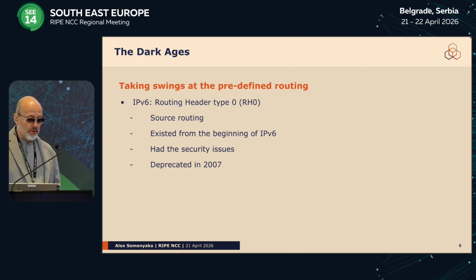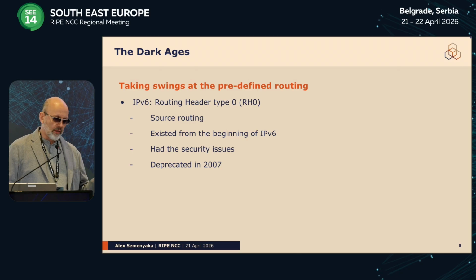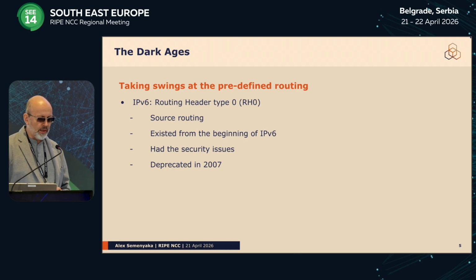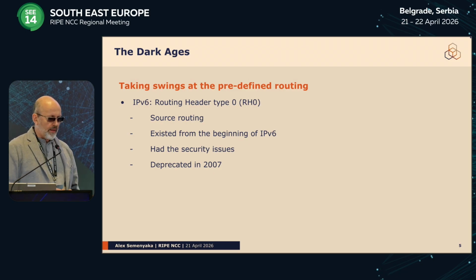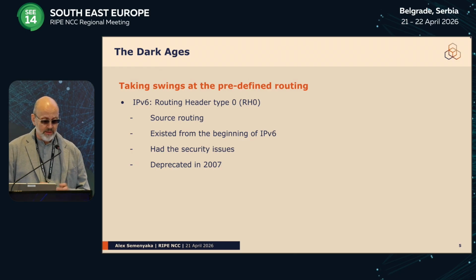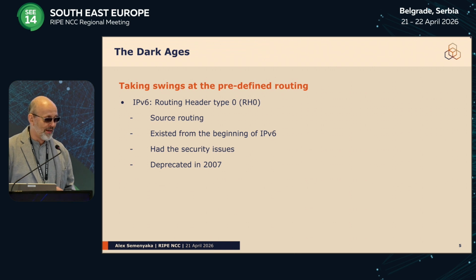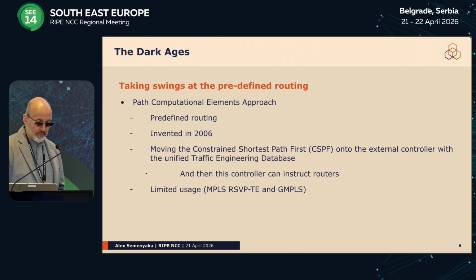The next approach, called routing header type 0, appeared in IPv6. Once again, if you have a routing header, it should do something, right? So we tried to reproduce the same source routing approach, but using the structure of the extension header in IPv6. And not surprisingly, it turned out that it has the same set of issues. So in 2007, it was completely deprecated and prohibited.